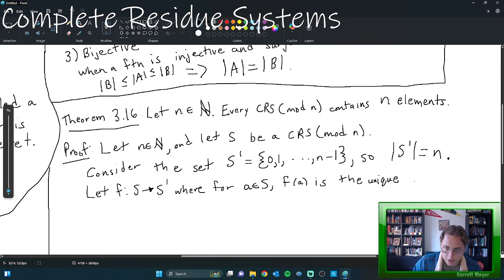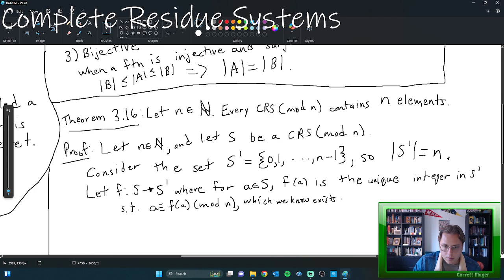integer in S prime such that A is congruent to f of A mod n, which we know exists and is unique by theorem 3.14. Citing theorem 3.14 here is important just to show that this function is well defined.